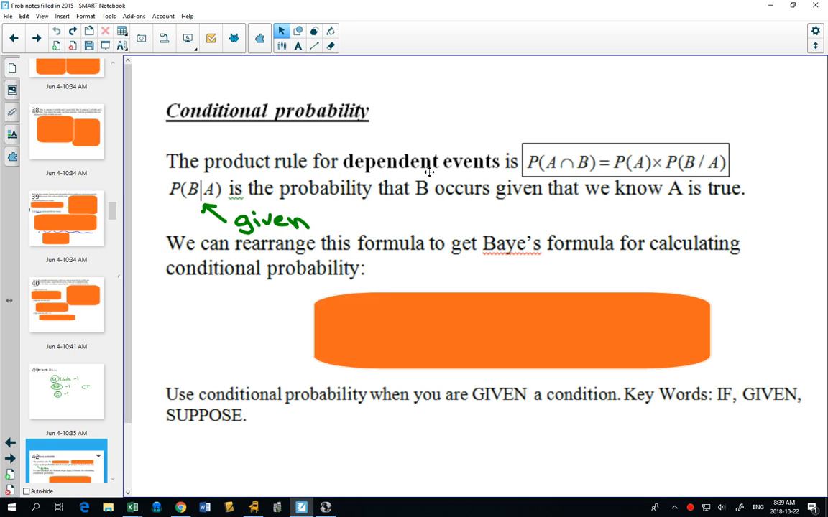So the probability of two dependent events, if you have event A followed by event B, right? If they're dependent, the probability of B is written this way. Probability of B given that A has already occurred.